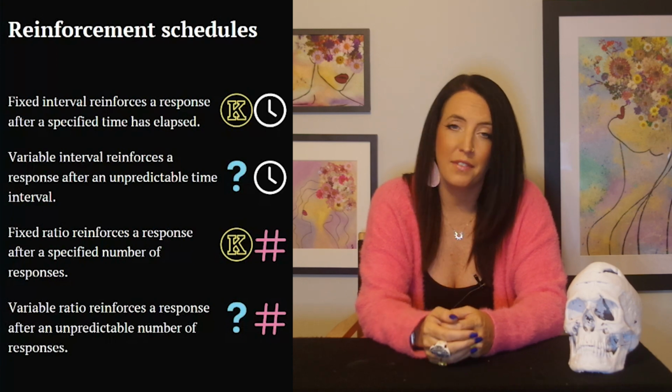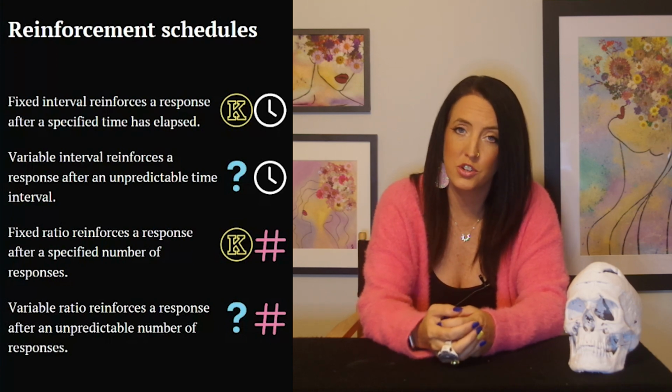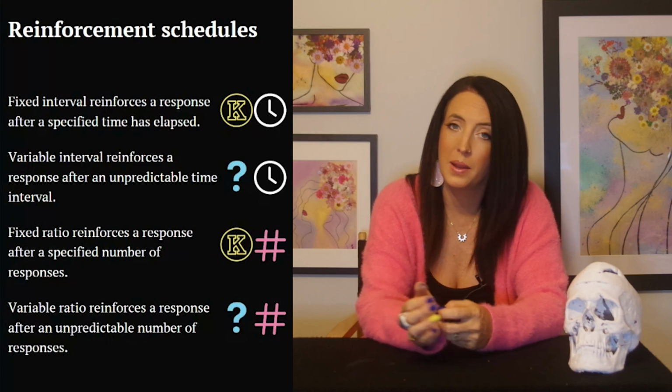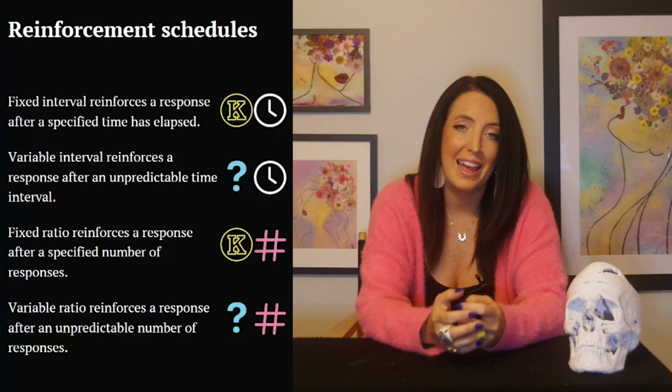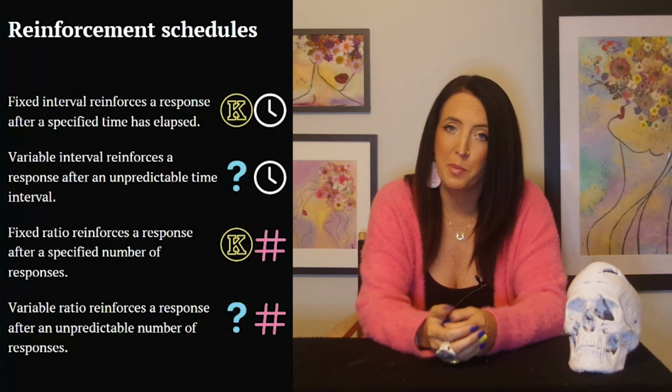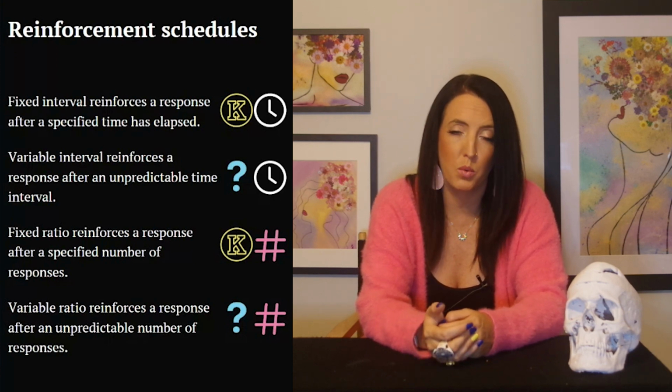Or you get paid after making 10 t-shirts for a t-shirt company. You know exactly what you need to do and how many times you need to do it before you get a reward. And last but not least is a variable ratio. In this case, we don't know how many times we need to do something before a reward comes.